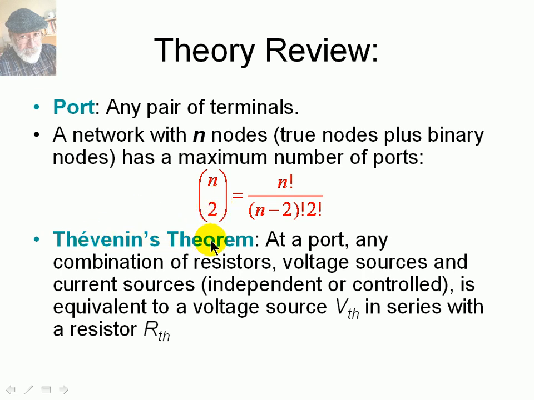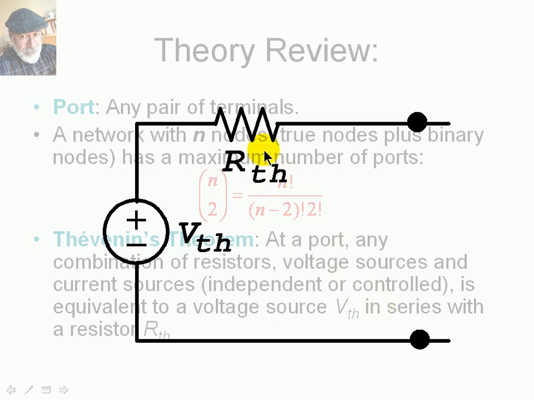Thevenin's theorem was stated related to a specific electric network at a specific port. At a port, any combination of resistors, voltage sources, and current sources, both independent and controlled ones, is equivalent to a voltage source Vth in series with a resistor Rth. We call those the Thevenin voltage and the Thevenin resistance. Well, that equivalent circuit is so only seeing the original network from outside through that port.